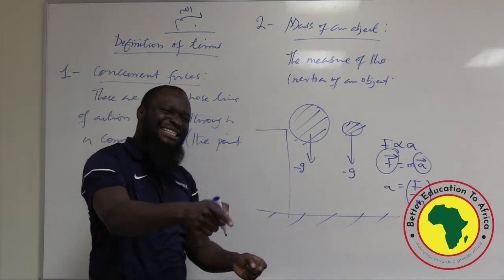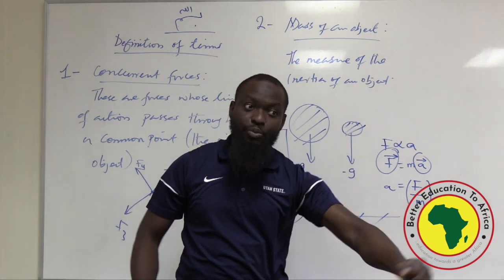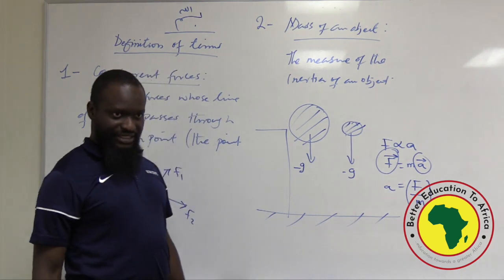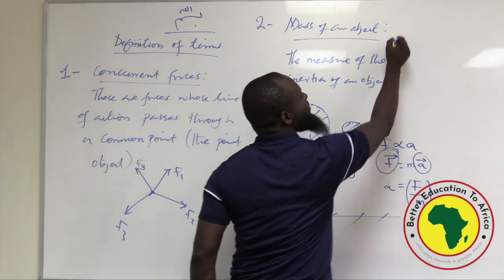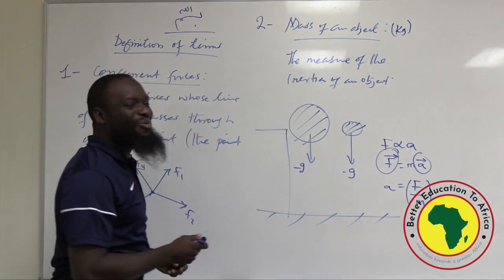The smaller one has a higher tendency to move, but the other one has a lesser tendency to move because it is very massive. So you need a higher force to make it change. That is why mass quantifies inertia and is measured in kilograms as the SI unit. Now let's talk about weight.